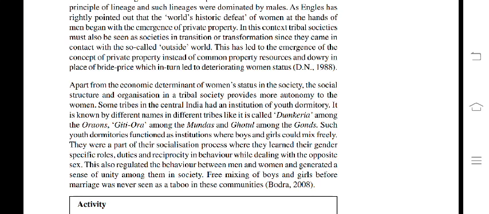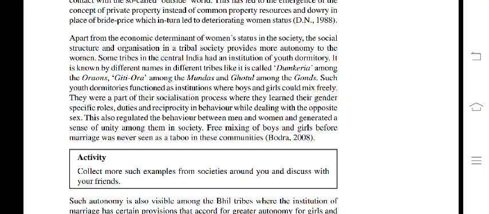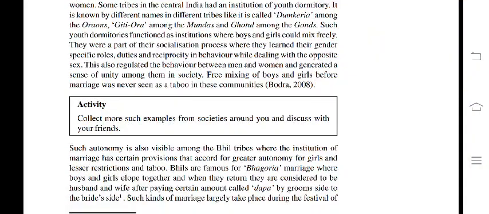This also regulated the behavior between men and women and generated a sense of unity among them in society. Free mixing of boys and girls before marriage was never seen as a taboo in these communities. Bodra 2008.